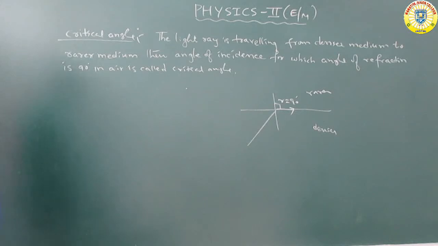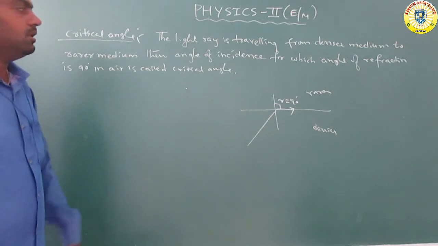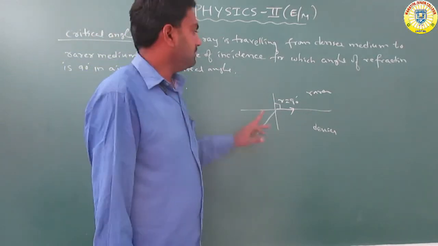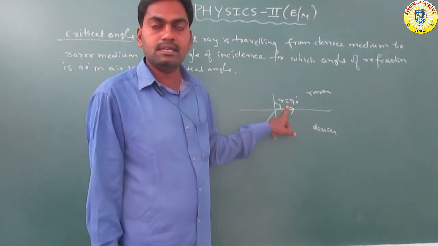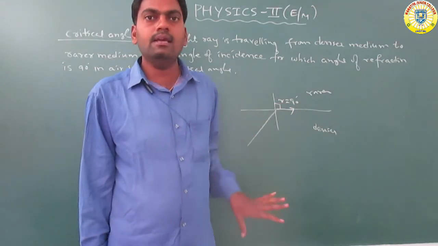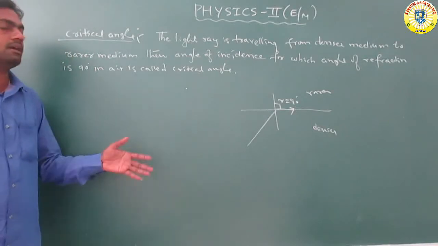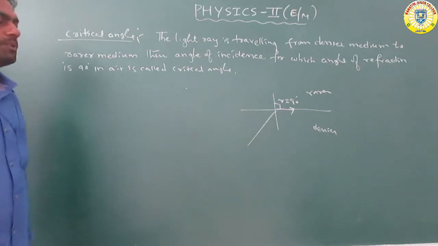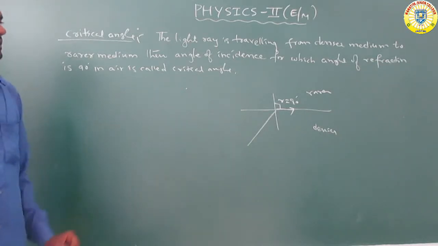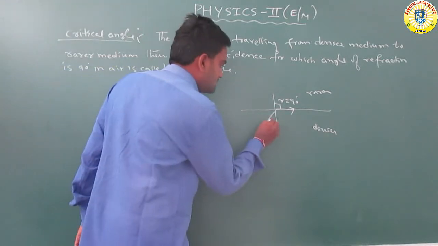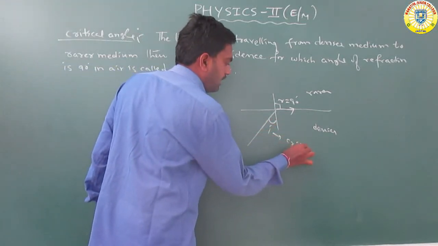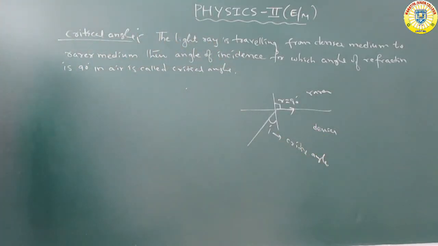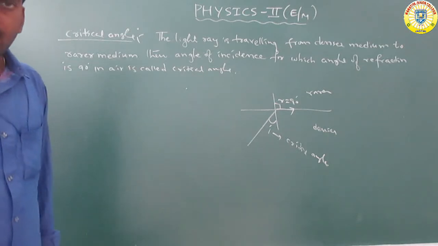Okay, got it. So the light ray travels from a denser medium to a rarer medium, and the angle of incidence for which the angle of refraction is 90 degrees in air is called the critical angle. So when refraction equals 90 degrees, the angle of incidence is the critical angle. Now we will prove what total internal reflection is.